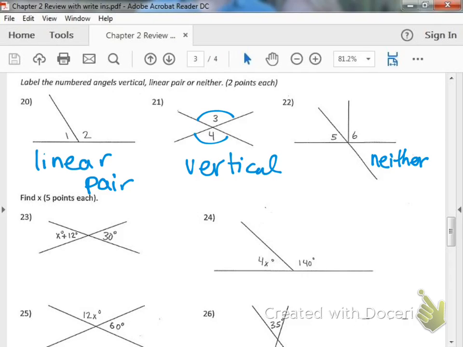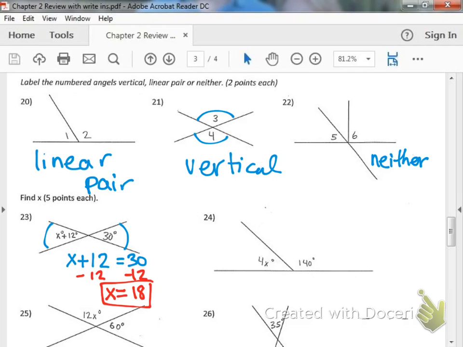All right. You're setting up equations on the next 4 depending on what type of angles they are. Remember, linear pairs add to 180. Vertical angles are the same. So in number 23, do we have vertical angles or a linear pair? Vertical angles. Vertical angles are congruent, so you can set them equal to one another and solve for the x part. What is x? 18? Questions?